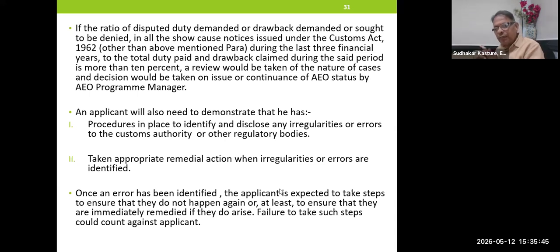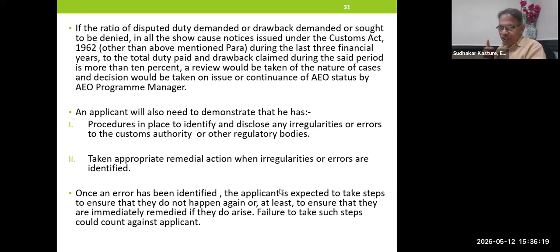What does this practically mean? If I pay 10 lakh of duty on imports and my show cause notices are less than 1 lakh of rupees, then my case can be considered. Very simple way of understanding. If the duty demanded from you by the government is less than 10% of what you have paid to the government, then your application can be considered.